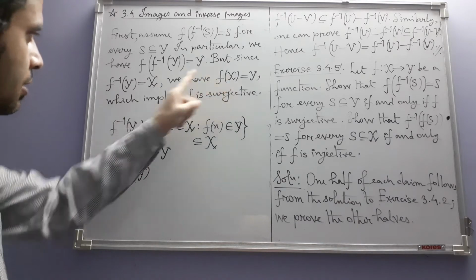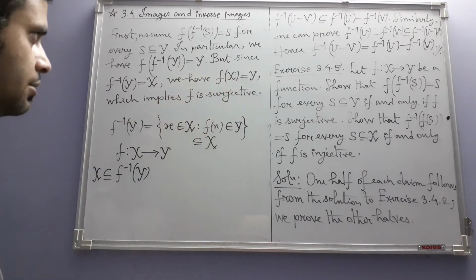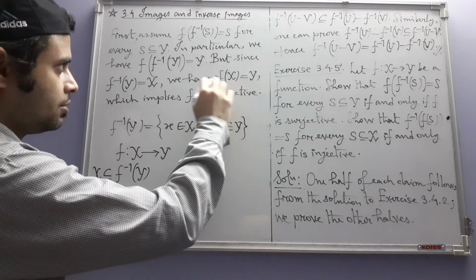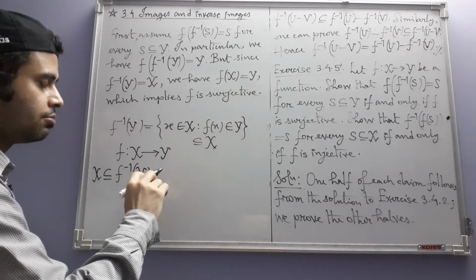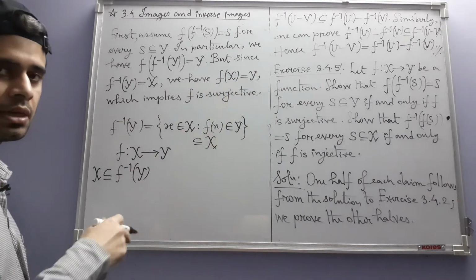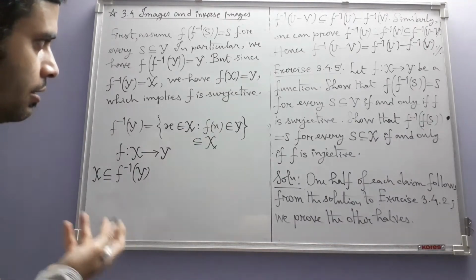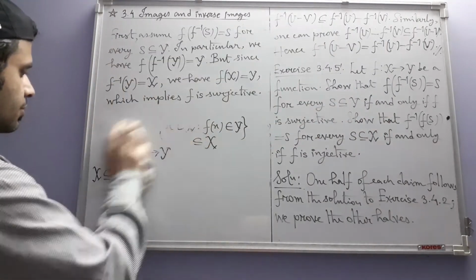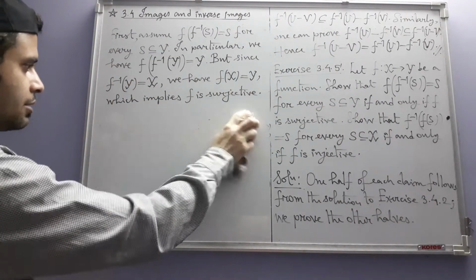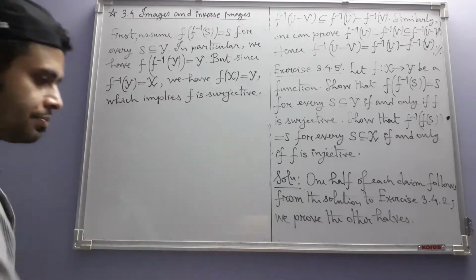So that's why we get f of X equal to Y. And why does this imply that f is surjective? It's easy to see. Since f of X equals Y, any element in the range will appear as the output of some element in the domain, and that is the definition of surjectivity. So the first thing has been proved.